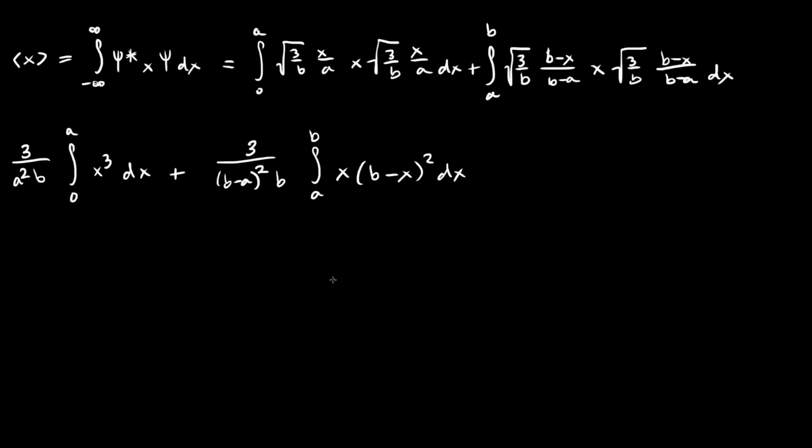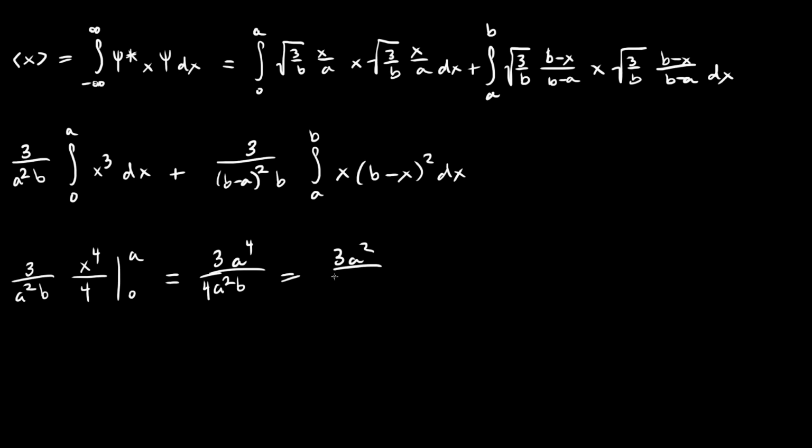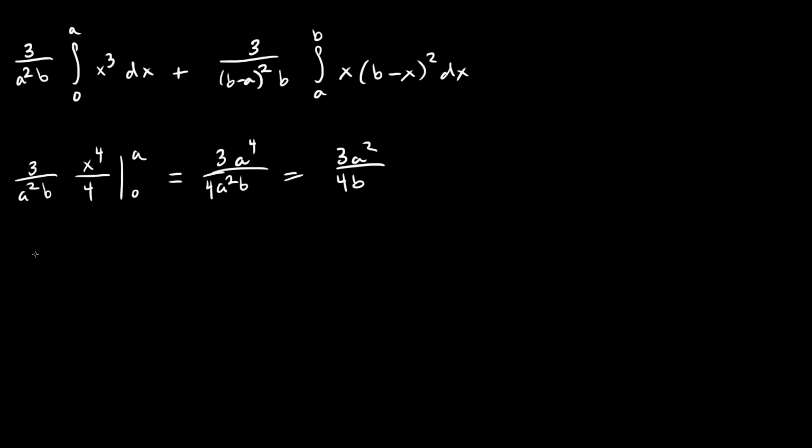So we could evaluate the leftward integral first. It'll just be 3 over a squared b of x to the power of 4 over 4, evaluated from 0 to a. So this would be 3a to the power of 4 over 4a squared b, and then it's just going to be 3a squared over 4b. Now we can integrate the rightward integral.